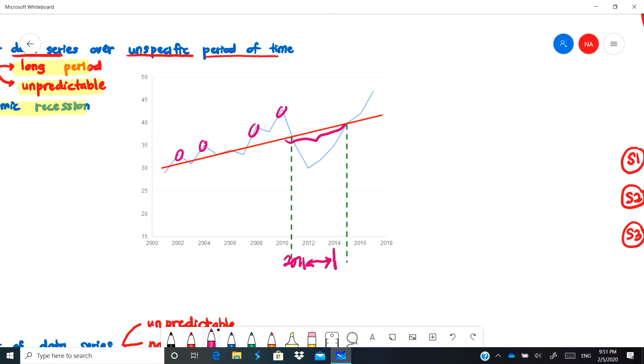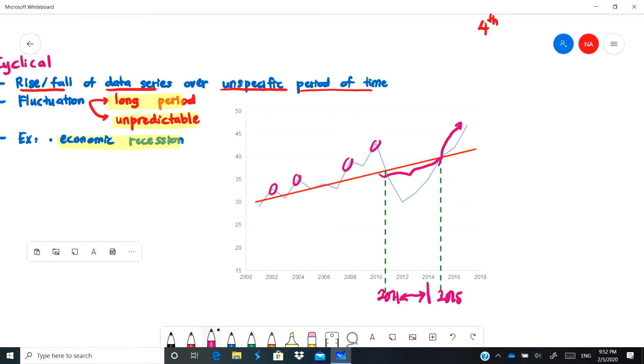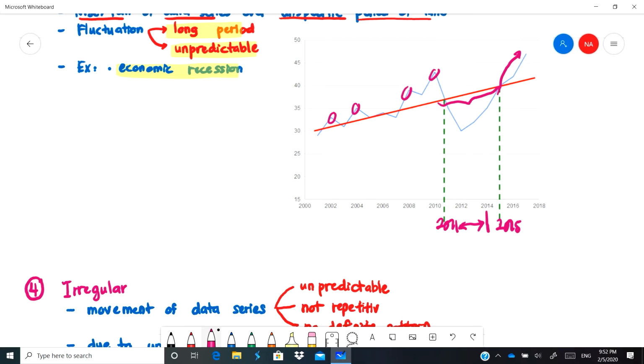Okay, it's going back to above the line after 2015, because 2015 is here, right? So it's going back to 2015. So it shows that this data already falls on a long period because it involves many years, and it cannot be predicted. All right, so one of the examples could be the economic recession, right?